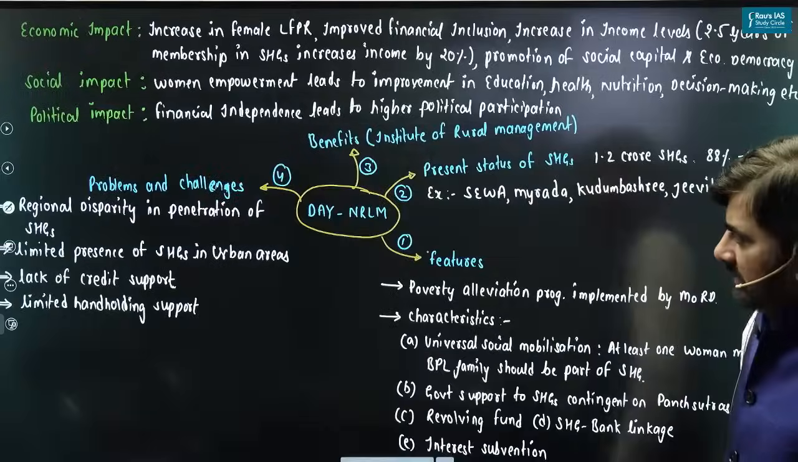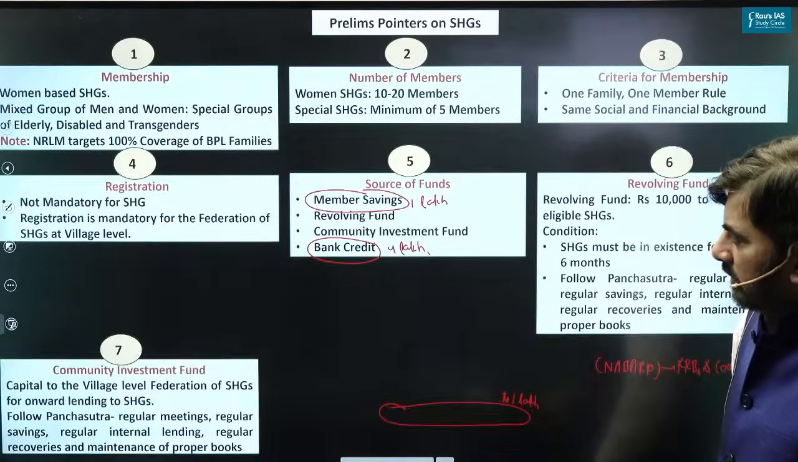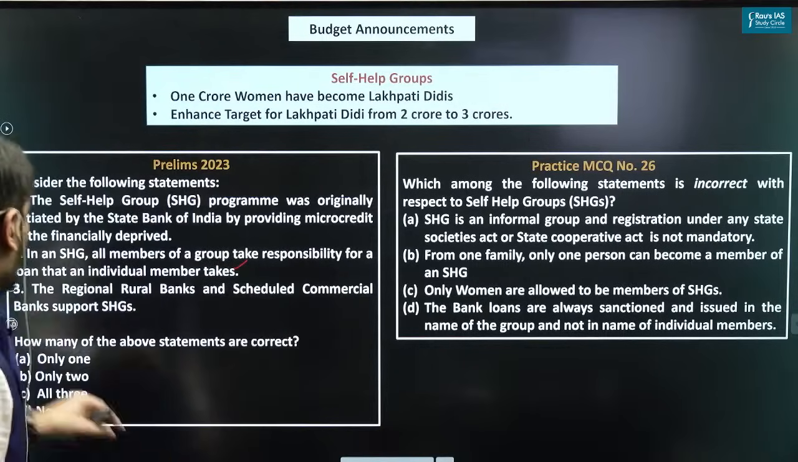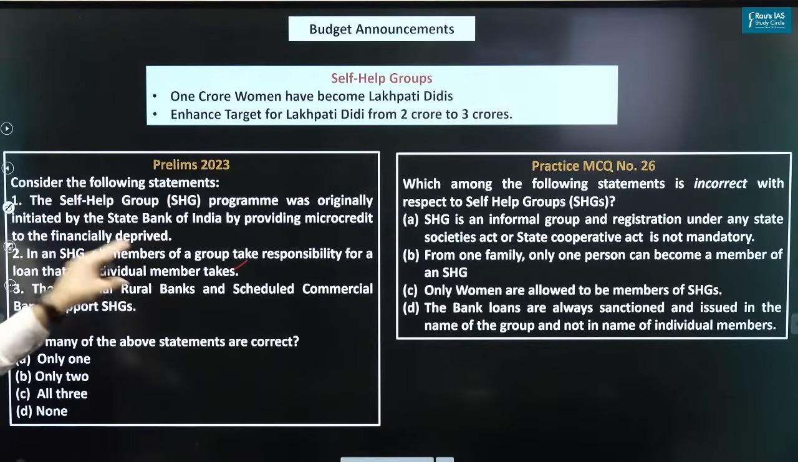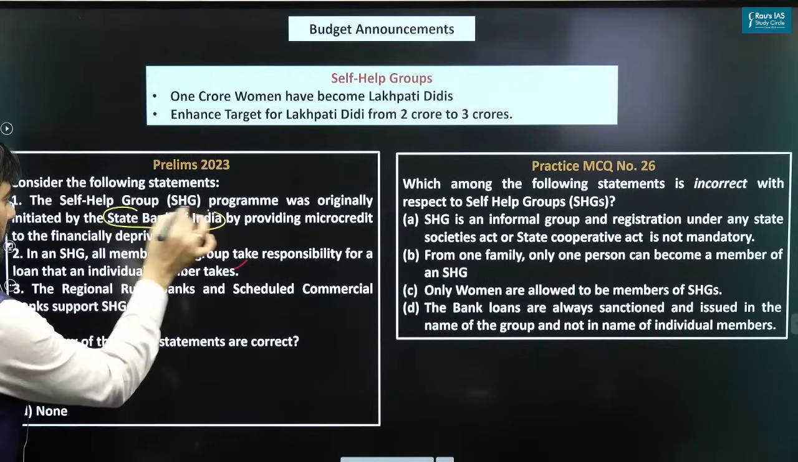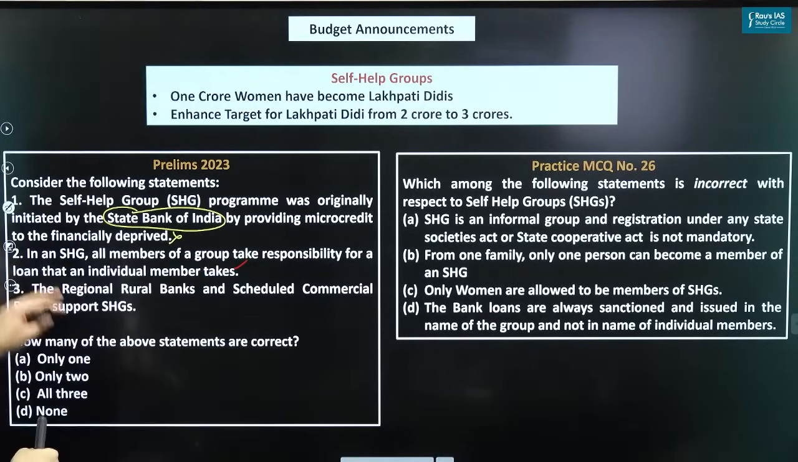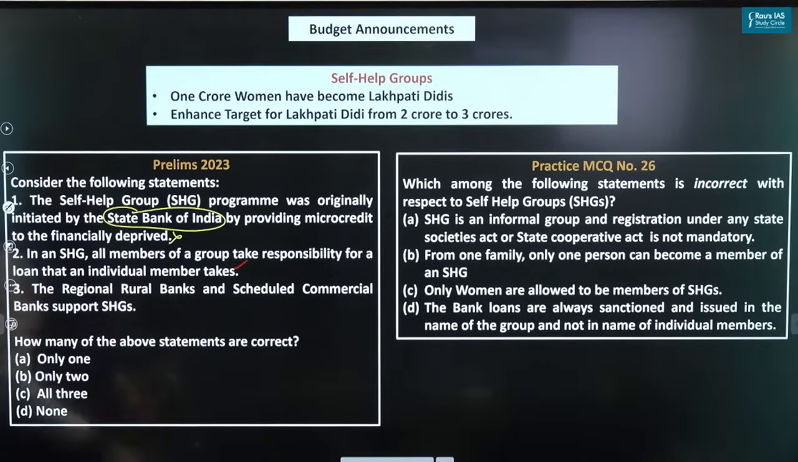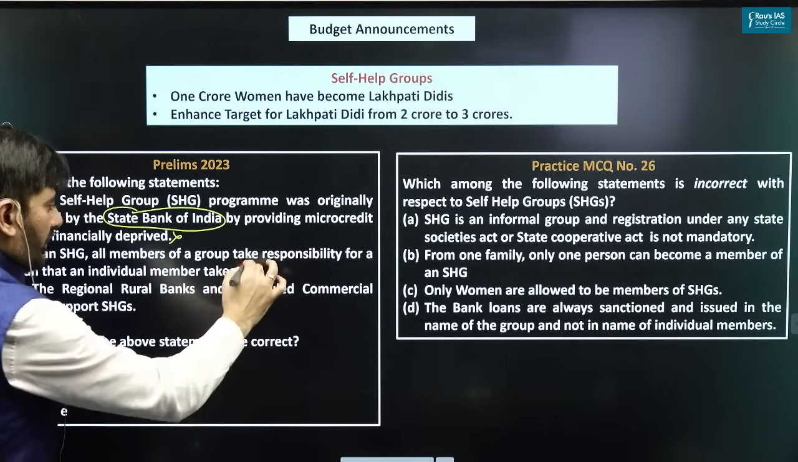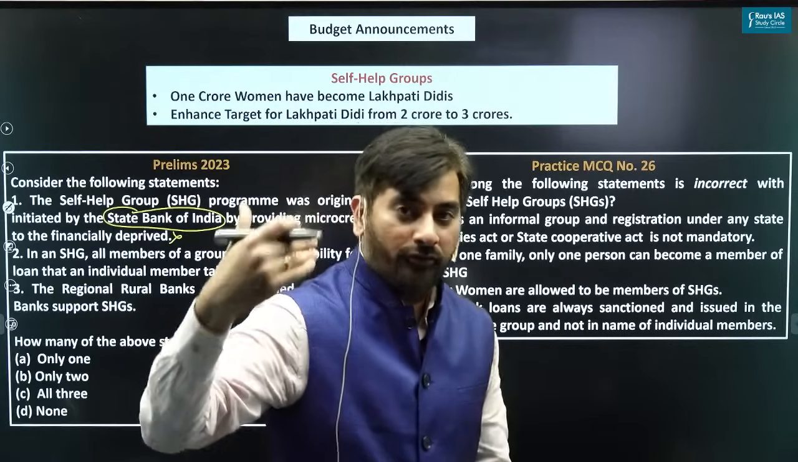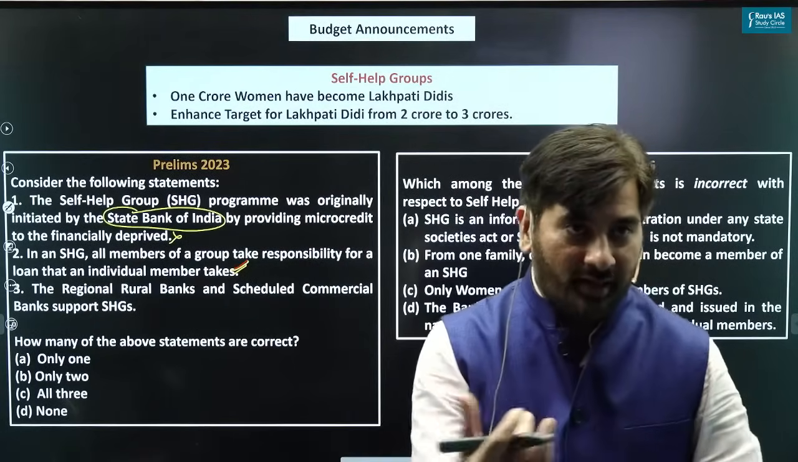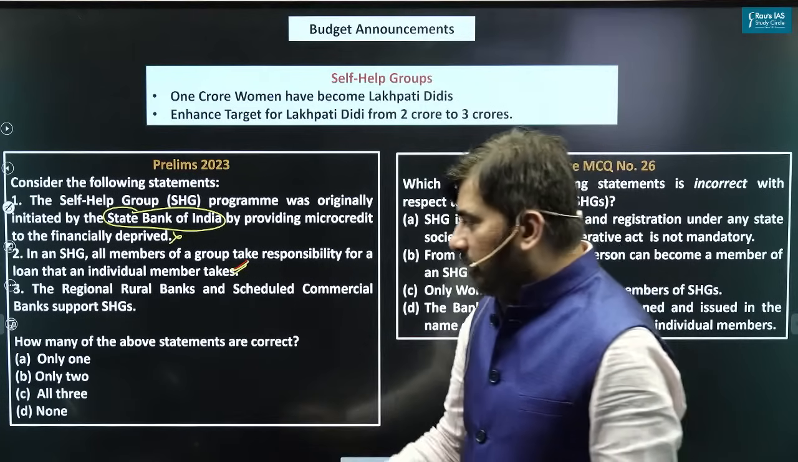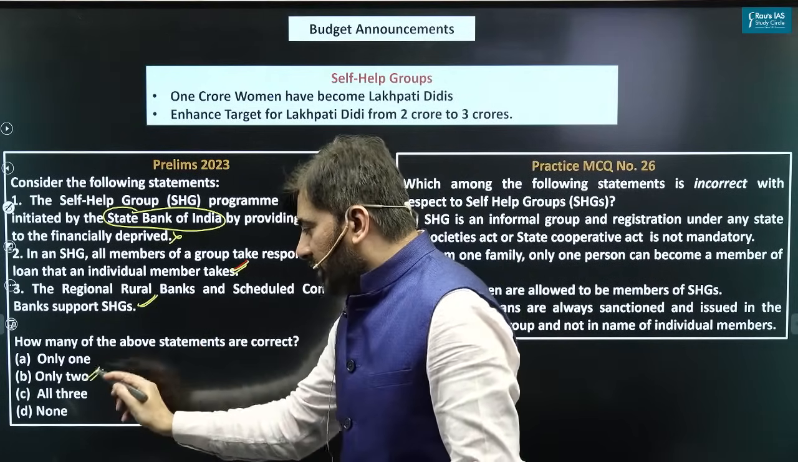Keeping this in mind, let's go back to the question which was asked in prelims 2023. Can you read here? The self-help group program was originally initiated by SBI. No, not SBI. It is NABARD. In an SHG, all the members of a group take responsibility for a loan that an individual member takes. Yes. So all the members will take the responsibility of repayment of loans which an individual member has taken, which is correct. The RRBs and scheduled commercial banks support SHGs. Yes, they do support SHGs. So the right answer in this particular case is only 2.